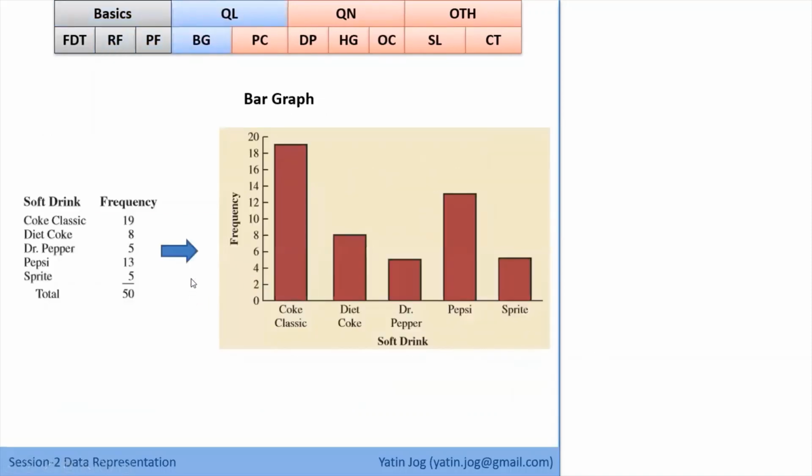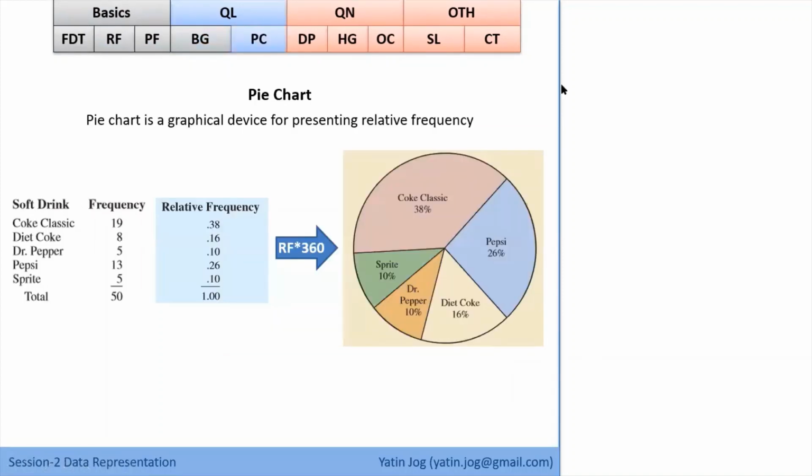Then how to draw the bar graph? We are aware of this. If you have a data set with you, how to draw the bar graph, and you can do this in Excel now. Then how to draw the pie chart? We know how to draw the pie chart in Excel, but if you want to calculate the angles, then first you have to calculate the relative frequency for each class, for each level, and then you have to multiply that relative frequency by 360, because one circle has 360 angles. So 0.38 into 360 will give the angle for Coke Classic.